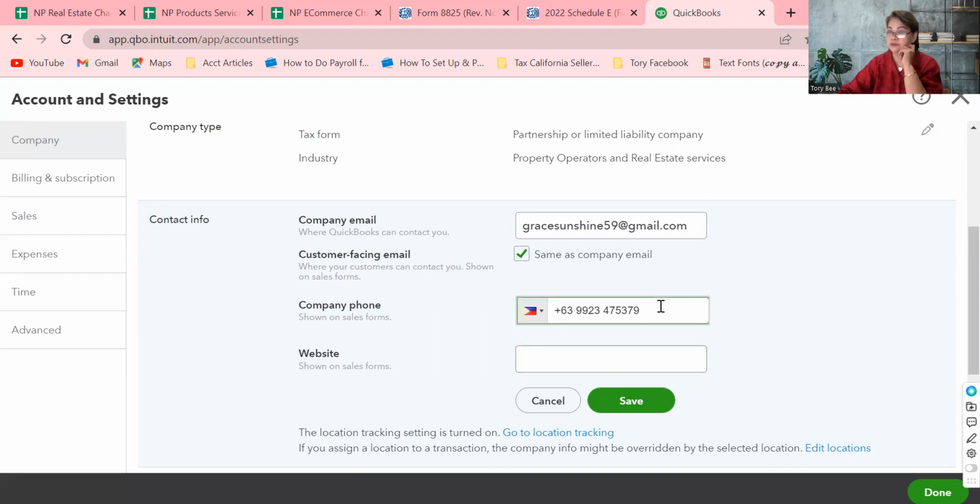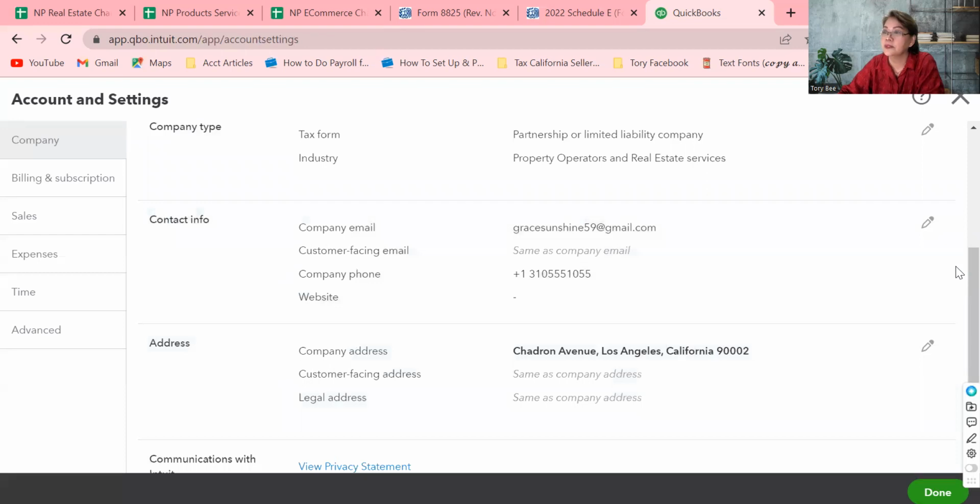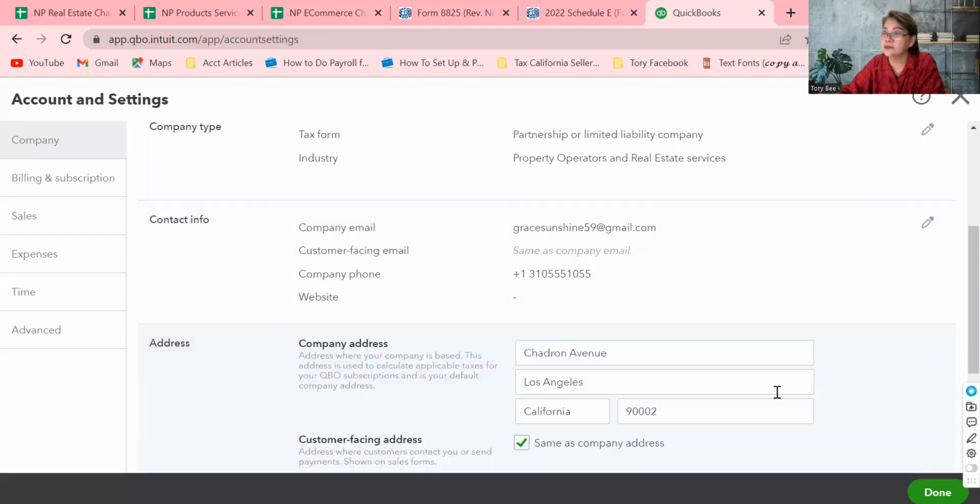Company phone. Let's change this to a US number. Okay, I have it. If you don't have a ready website, then there's no website. Save. This one is a legit address actually, except for this. For California, the ZIP code starts with 9 and has 5 digits only. Anyway, okay, it's done.